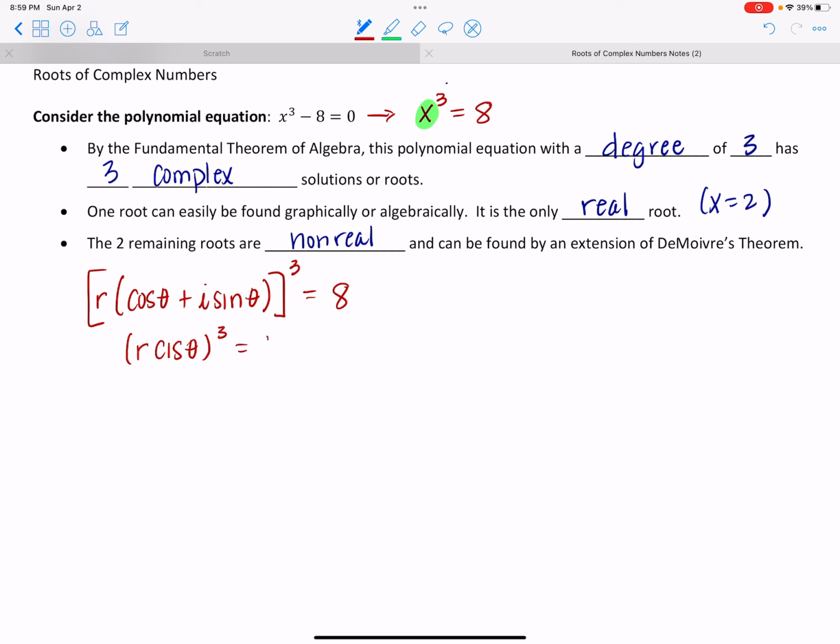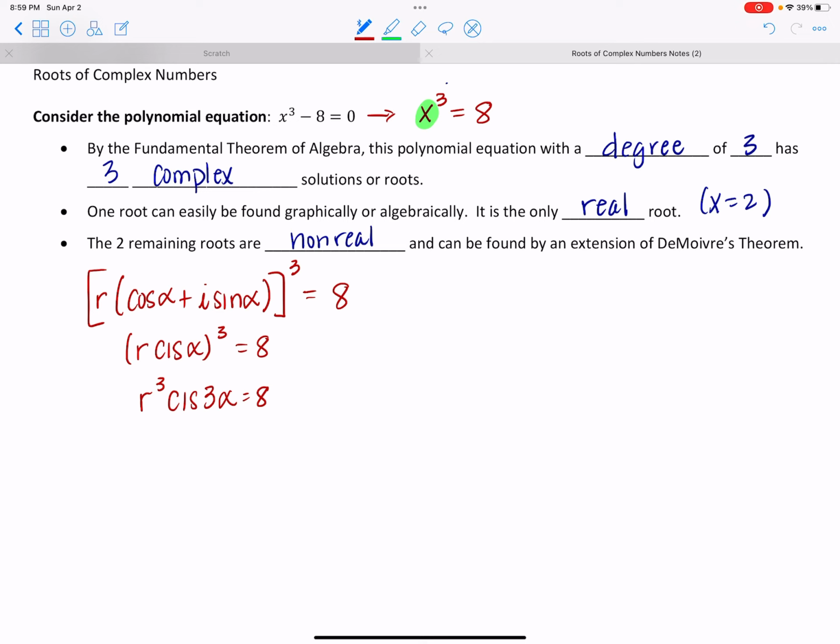I'm going to apply my power theorem here and say that now r cubed and cis 3 theta is going to equal 8. So remember, when we have a complex number in that polar form raised to a power, we're going to raise the radius to that power, and we're going to multiply our angle by that power. And actually, I need to back up a little bit here. I want to call this angle something else. I'm going to call it alpha because theta is going to come in later and I don't want to confuse my angle. So I'm just going to call it alpha, but same process, okay?